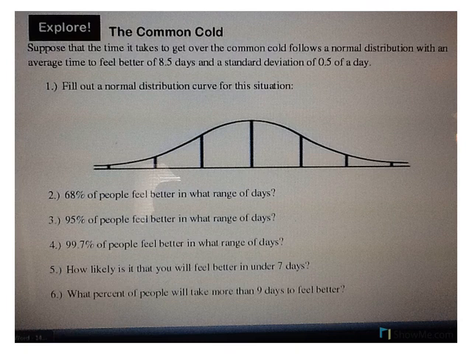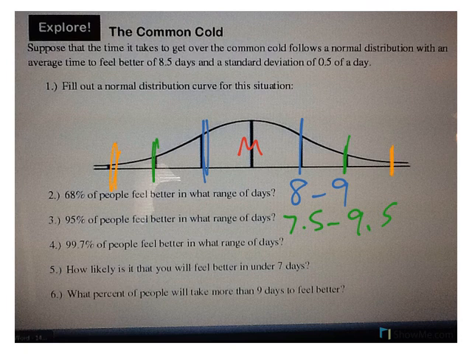So let's go ahead and answer these questions. 68%, well remember 68%, so here's the mean in the middle. 68% is 1 standard deviation away, so you should be between 8 and 9. 95 is 2 standard deviations away, and that should be 7.5 to 9.5. 99.7 is 7 to 10. And now, when it says, how likely is it you will feel better in under 7 days? Well, this is 7. Under 7 means to the left, and that's one of the tails, so that's where we will get 0.15%.